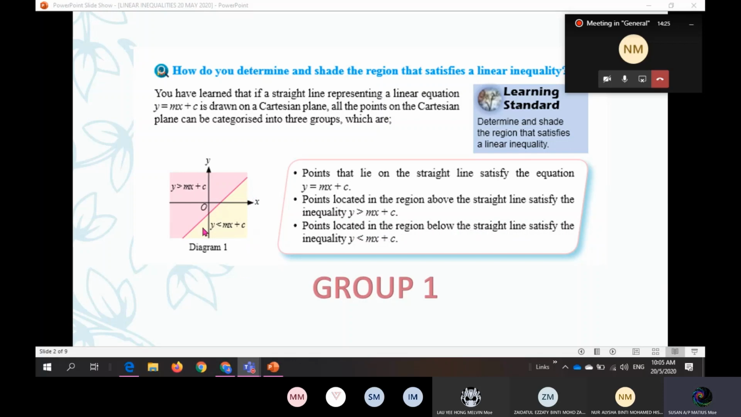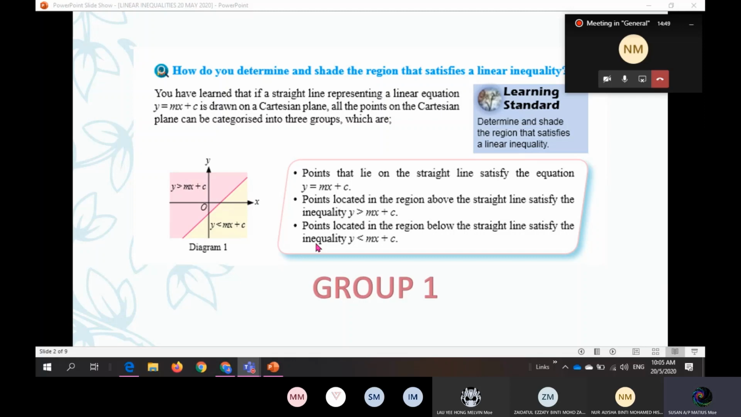The next one is a point located in the region below the straight line, the part near here, below. So any point, imagine this is (5, negative 2), here, (5, negative 2). It means it satisfies the inequality y less than mx plus c. So you need to know what happens when it is above, and what happens when it is below. So this is group 1.